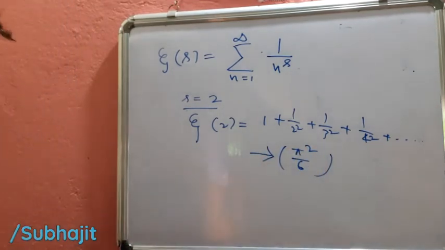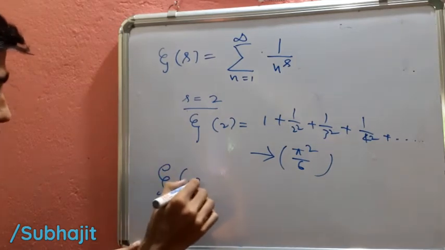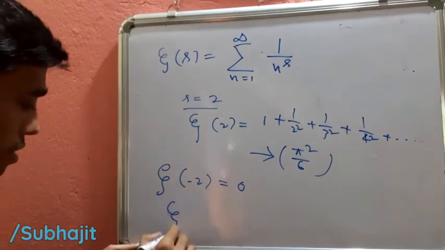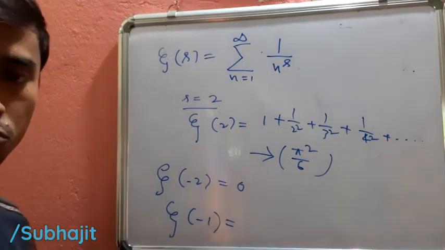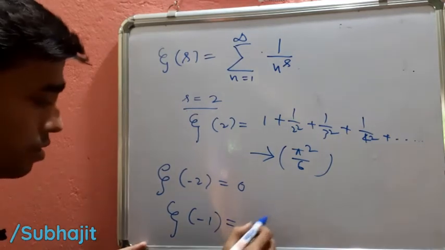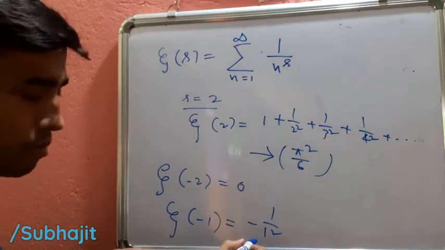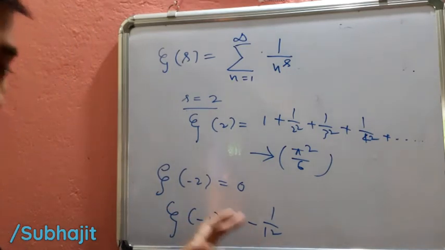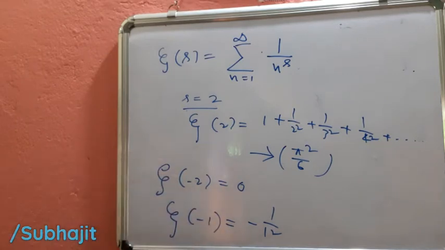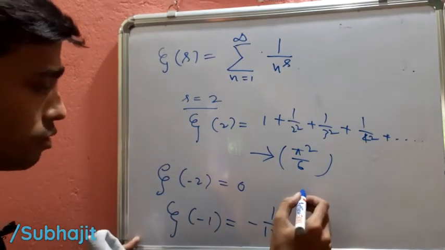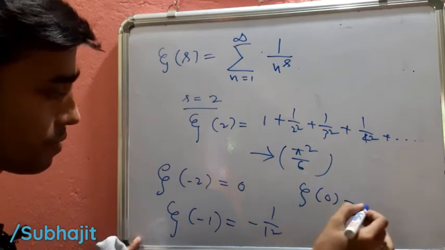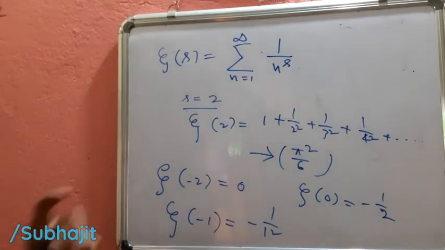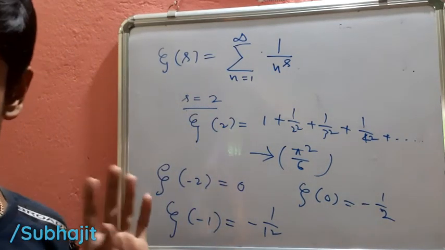And some interesting properties: zeta of minus 2 equals 0. Zeta of minus 1 equals minus 1/12. And why this minus 1/12? Of course, this is just defined; it is not natural that this is the value. Now, what is zeta of 0? I think it is minus half. So these are all defined, but the only point which cannot be defined is S equals 1.